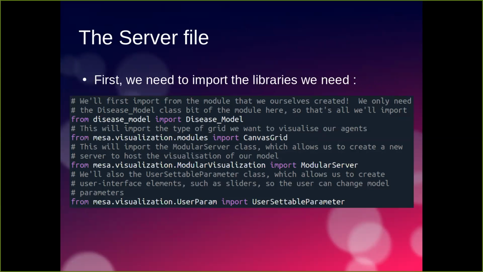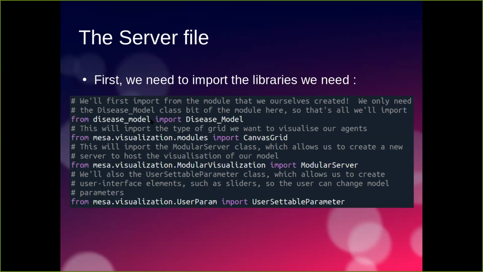As with all of our Python files, the first thing we need to do is import the libraries we need. The first thing we're going to import is our disease model, the one we've written. From the disease model.py file, we need to import the model. We don't need all of it. We just need the disease model class from that.